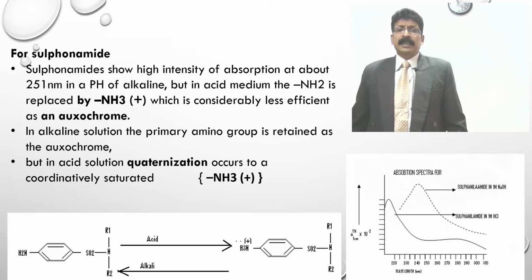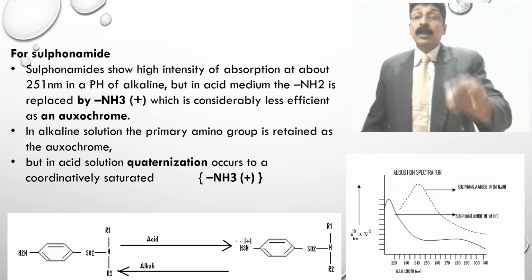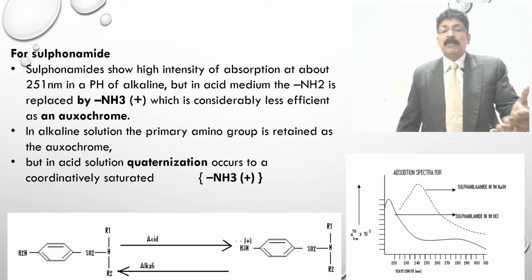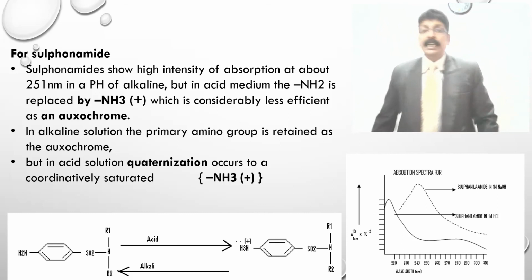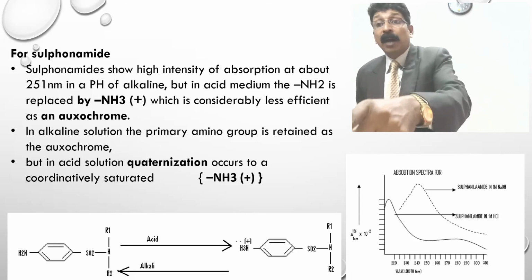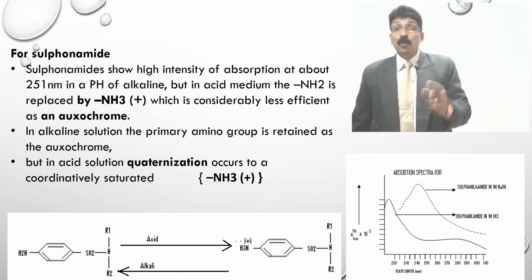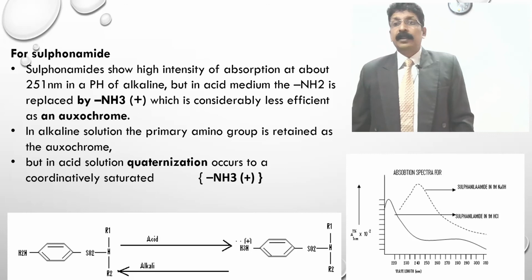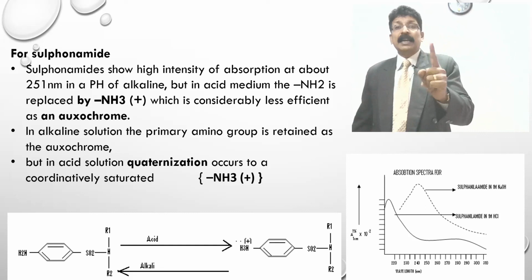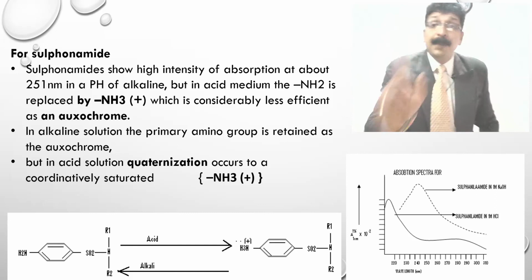That is why you can see the graph again, showing how the solvent system in the medium affects it. It becomes a quaternary ammonium, NH2 becomes NH3. So what happened in the acid medium? In the graph, for sulfonamides in sodium hydroxide, you get a very sharp peak at 251 nanometer in alkaline medium. So you have to take sodium hydroxide as the solvent for sulfonamides, only alkaline, and then you will get the peak, which is the dotted line shown in the graph.